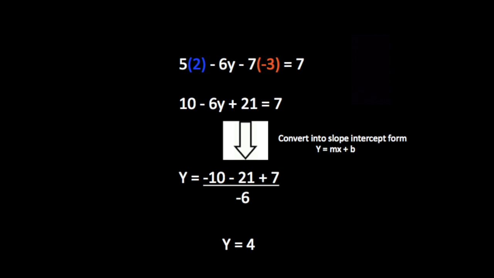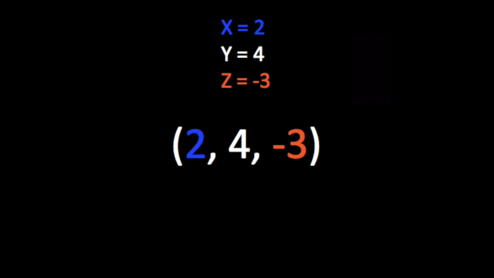5 times 2 minus 6y minus 7 times -3 equals 7. Since we must convert the original equation 5x minus 6y minus 7z equals 7 into slope-intercept form, it'll become y equals -10 minus 21 plus 7 divided by -6. y equals 4. The solution to the system of linear equations is (2, 4, -3).